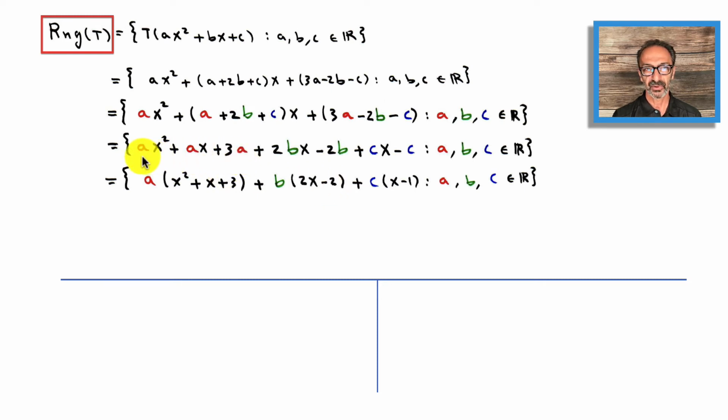All these three terms, one came from the first, one came from here, multiplying a times x, and one came from 3a by itself on the last part. That's what I have for a. Take a out as a common factor, and I have this. You could probably see clearly that we are looking at linearly independent vectors and a linear combination.